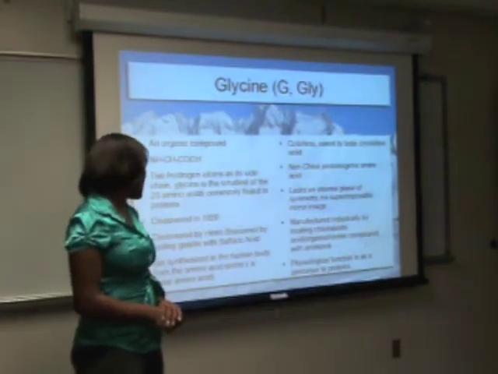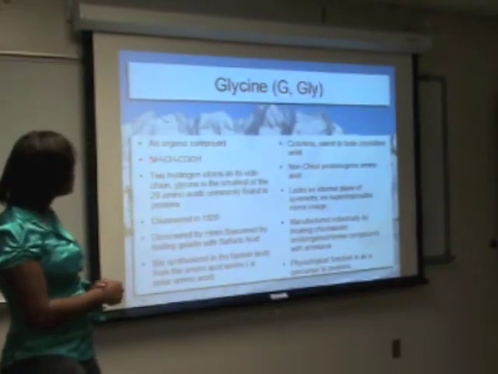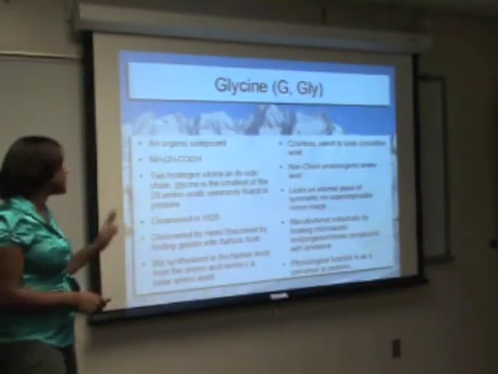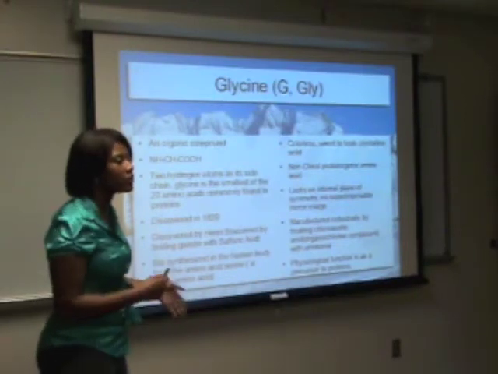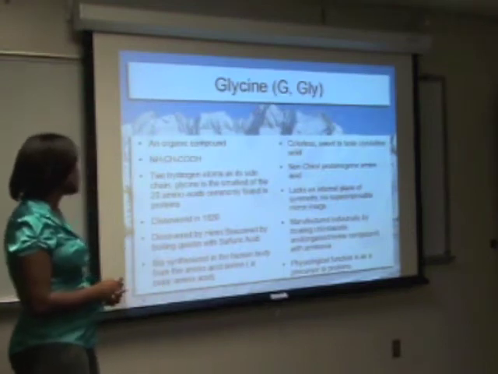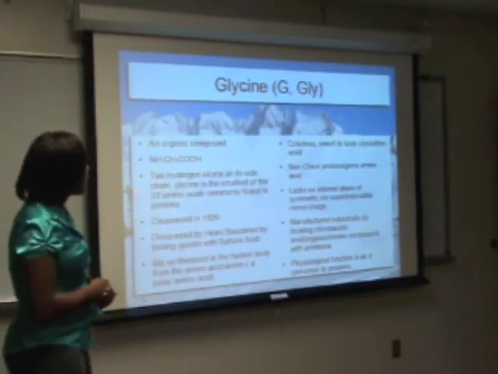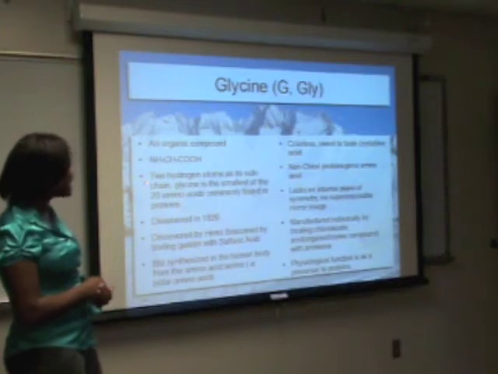Glycine is an organic compound. This is the empirical formula, which does not actually match the structure of this molecule. It's very important to remember. It has 2 hydrogen atoms at its side chain.